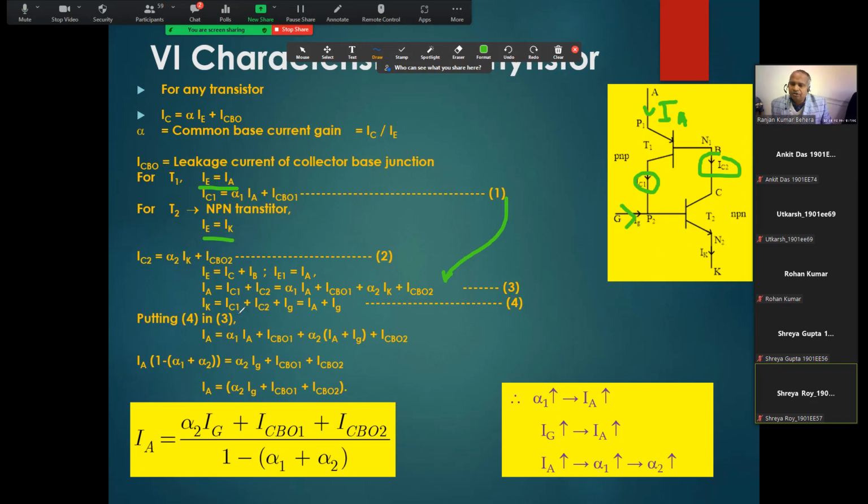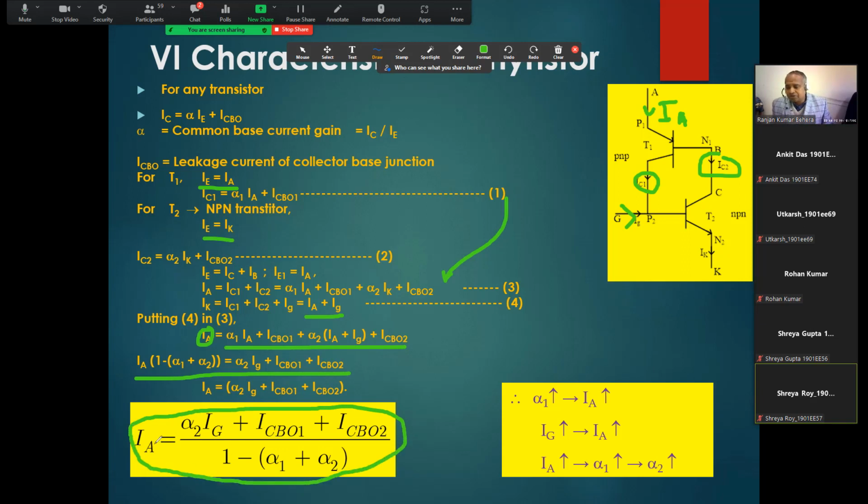So this is nothing but IA plus IG, because IC1 and IC2 together are equal to IA. You can put this in this equation. So from 3 and 4, if you put in what IA is, take all the IA terms to one side, and you will get this equation. And finally, this is your equation for the anode current.